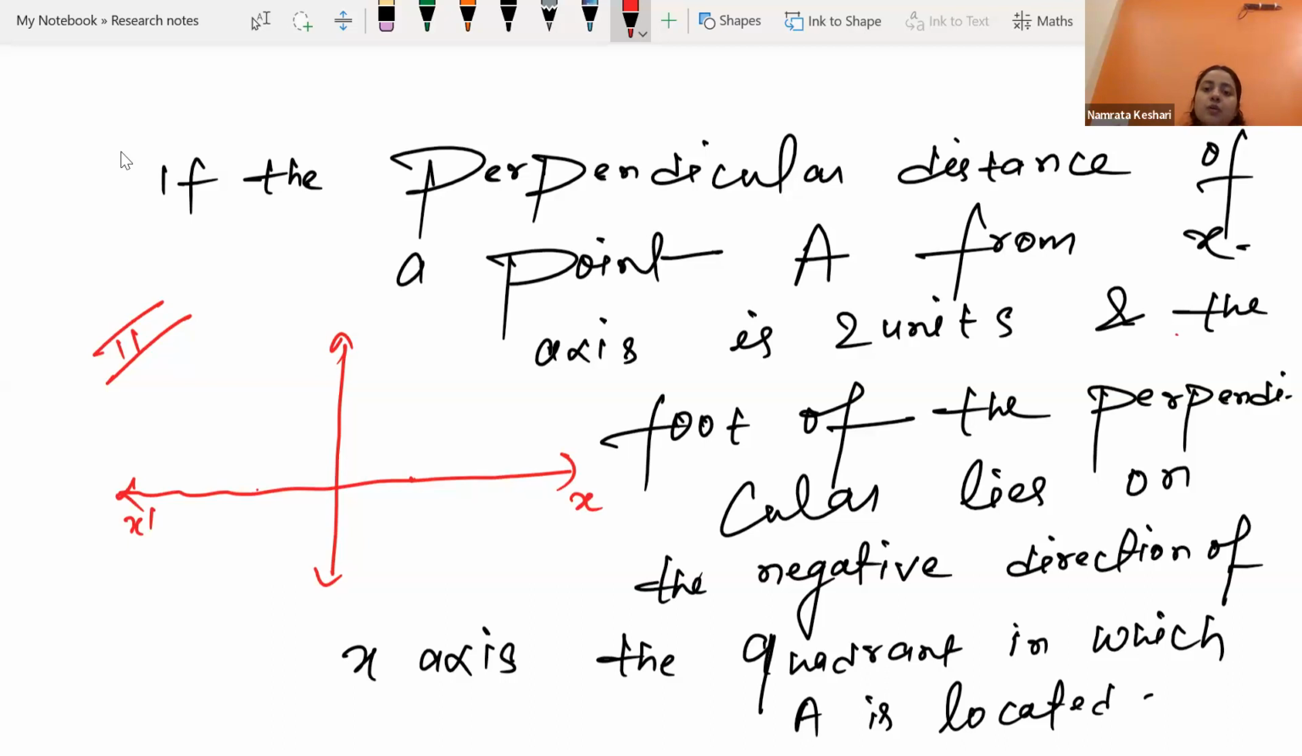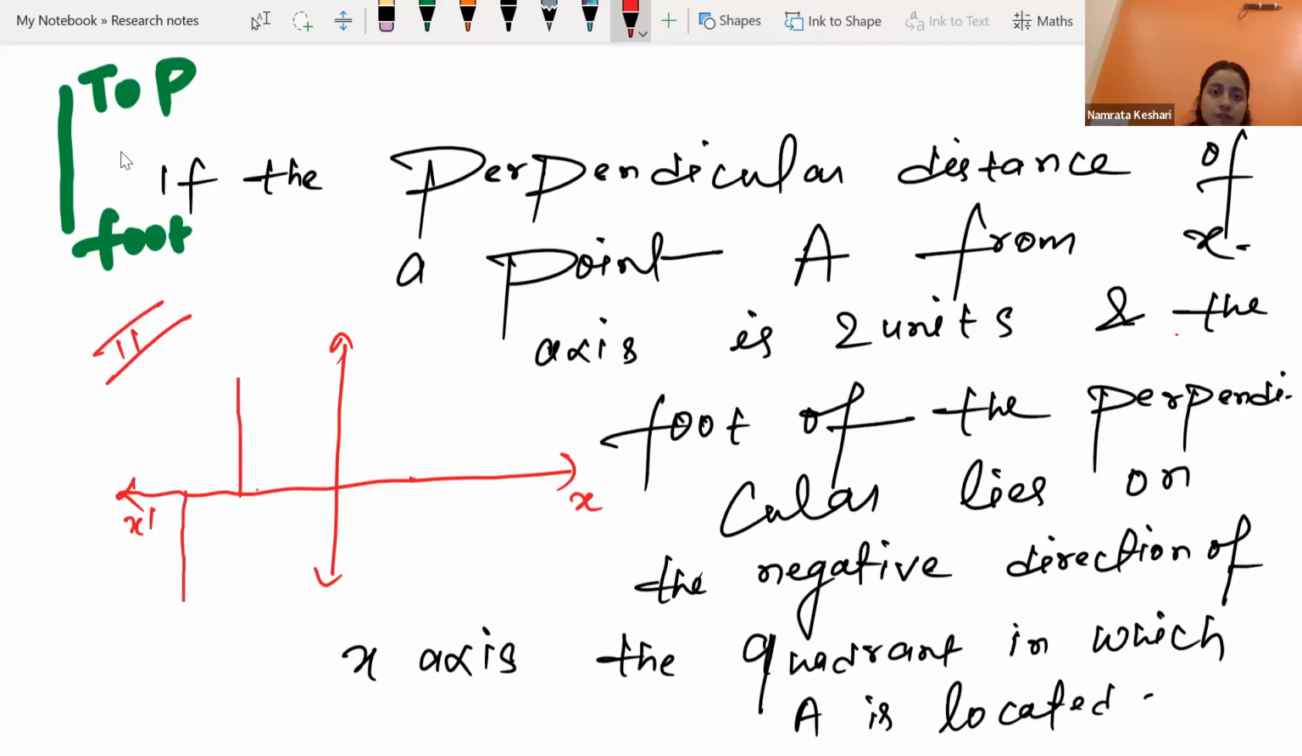And the foot of the perpendicular lies on the negative direction of x-axis. The perpendicular which you are dropping, this is called the foot of the perpendicular. So the foot of the perpendicular is lying on the negative direction of x-axis. So maybe the perpendicular is like this, or maybe the perpendicular is like this. Yes or no? Yes. Okay, both are on the negative x-axis.